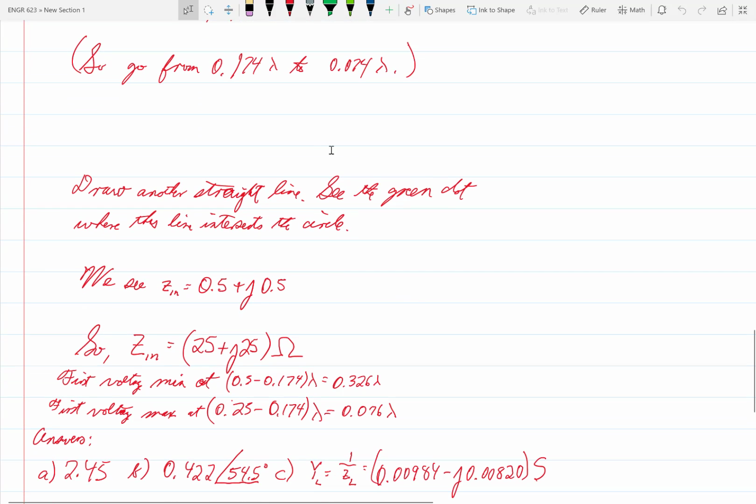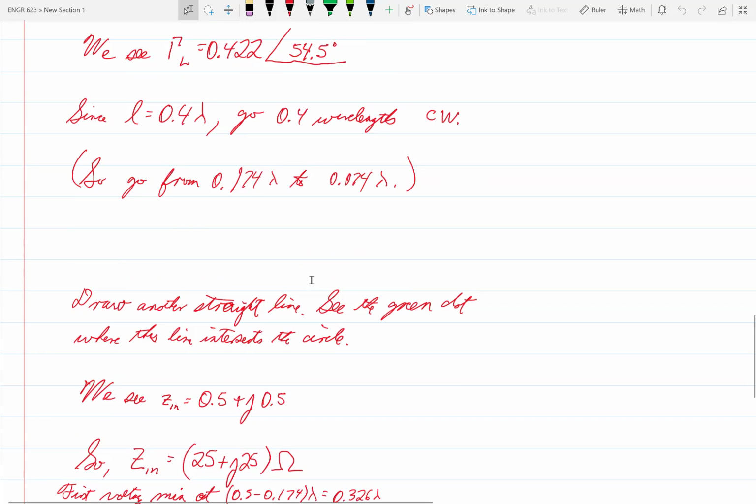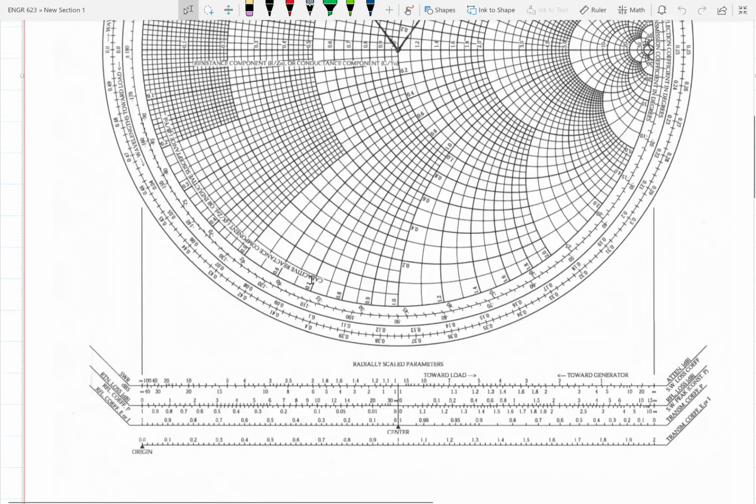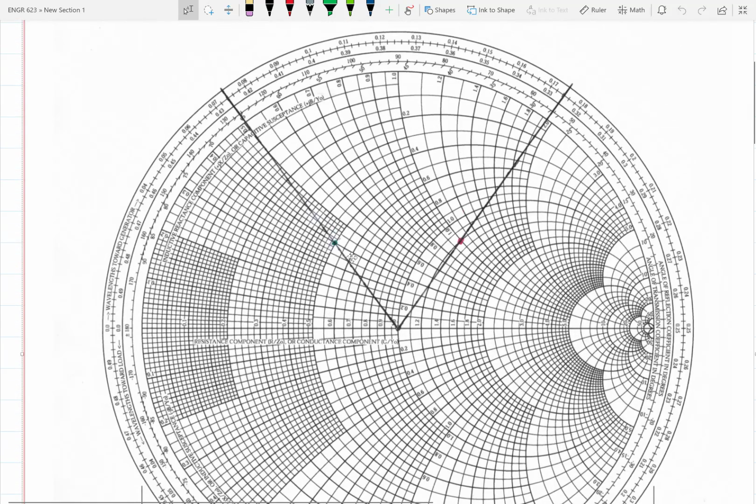And that is summarized down here. Just draw another straight line. See the green dot where this line intersects the circle. I have estimated that to be Zn equals 0.5 plus j0.5. And if we come up here, I believe you can see where I get that. Here is the j0.5, and here is 0.5 for the real part.